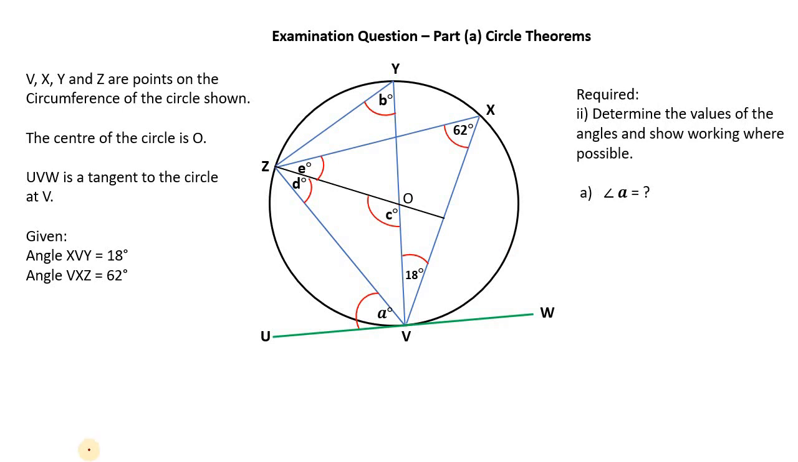Now what they want us to do now is to calculate, in this case, determine the value of angle A and show working. So if you look at angle A here, this is angle A. Angle A is an angle formed between the tangent and the chord. And the chord we're looking at is the chord ZV.